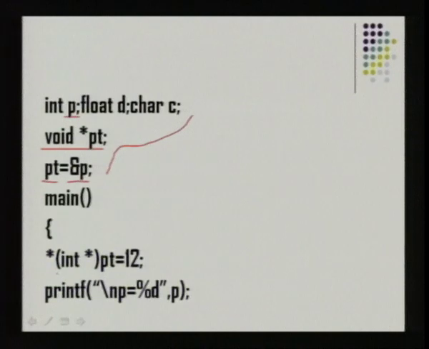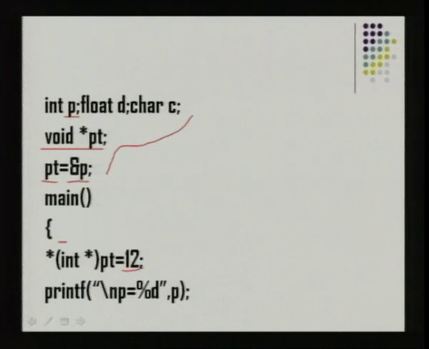explicit type conversion. I am dereferencing this pointer variable pt and assigning a value 12 to it using this explicit type conversion. We have seen what is type conversion: explicitly defining the type of the result that we want, or the data type of the result that we want. The value of the variable should be displayed in this particular data type, that is only called explicit type conversion.